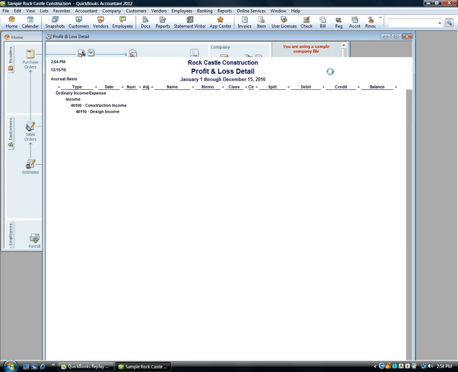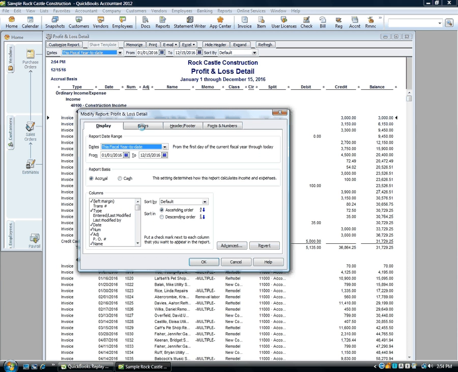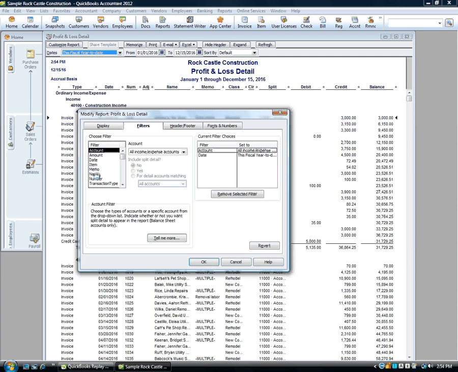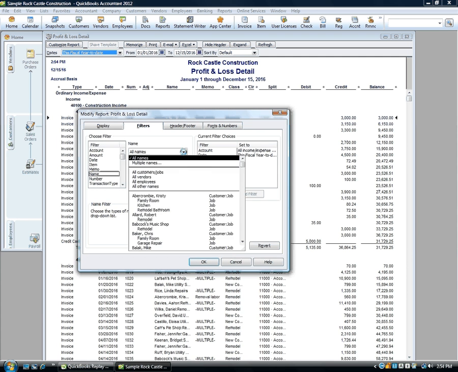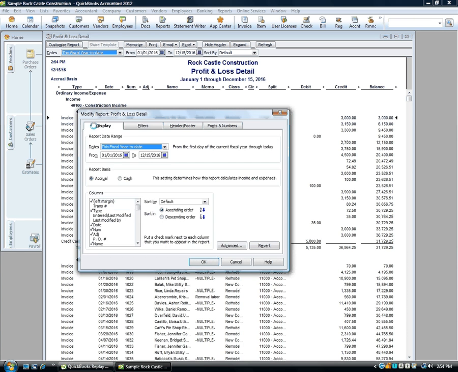It's going to take a moment. Okay. So this is a lot of information, but I'm only looking for one customer at a time. Okay? So we go to Customize Report, Filters, Name. I want one customer. So I can choose one customer right here. I can choose cash basis if I want to. And I'm going to include the source name.